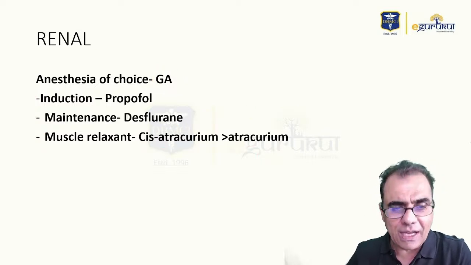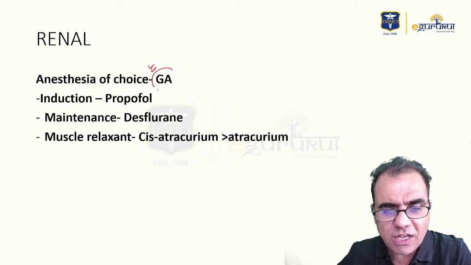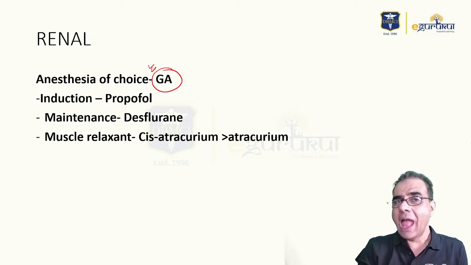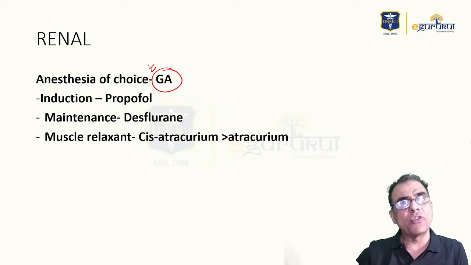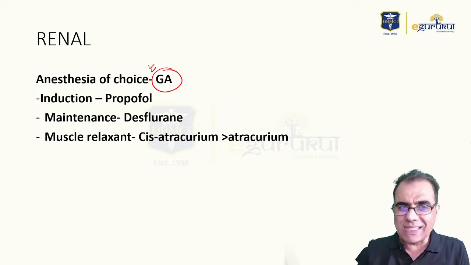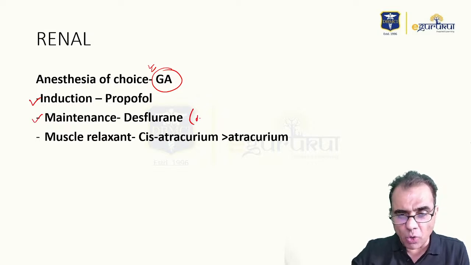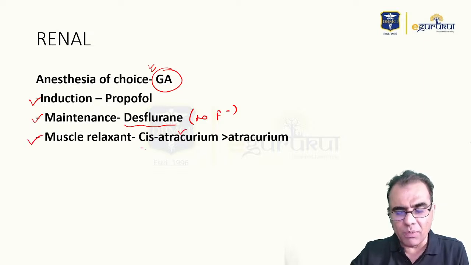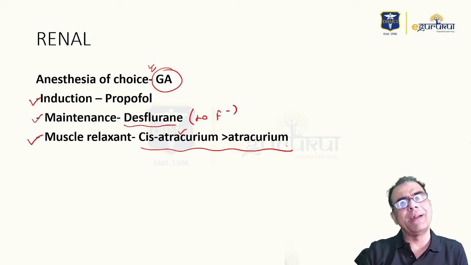Renal patients, again, if I ask you anesthesia of choice, GA. For renal patients we cannot give fluid, and in spinal there will be hypotension, so you have to give fluid. When you cannot give fluid, how can you give a spinal? So anesthesia of choice will be GA. During GA, induction again propofol, shorter half-life. Maintenance desflurane, because I told you it does not produce any fluoride. And muscle relaxants are again cisatracurium and atracurium, because they are metabolized by Hofmann degradation.